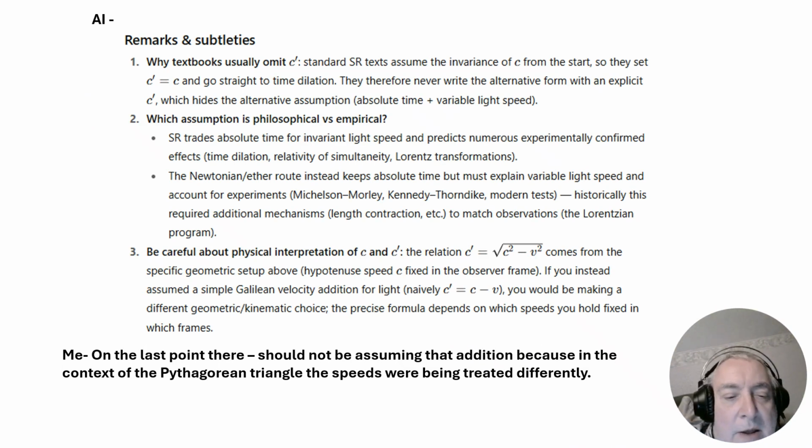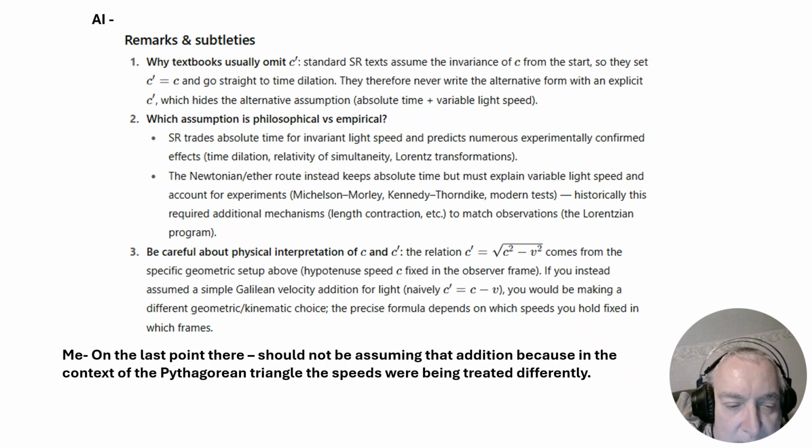So AI then gives remarks on subtleties. It states that the special relativity texts usually just assume invariance of light speed, and so they just assume c prime equals c, and they don't even mention it. And so, as it mentioned, they hide the alternative assumption.